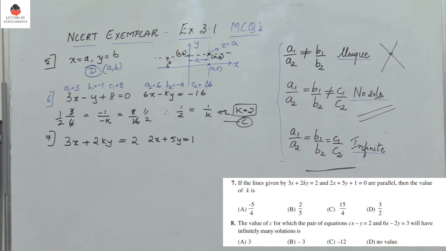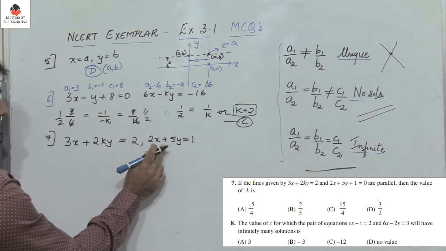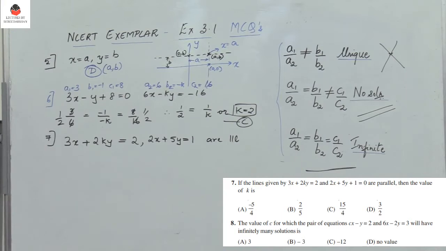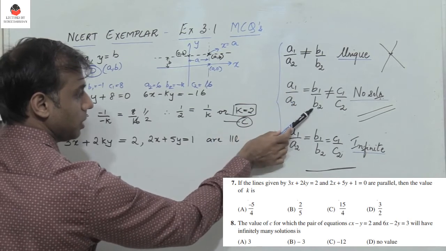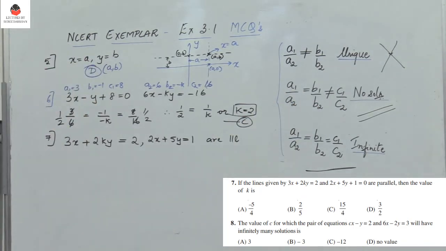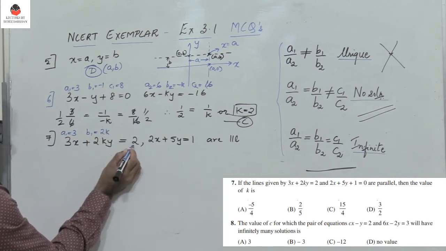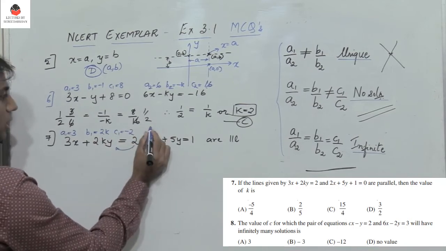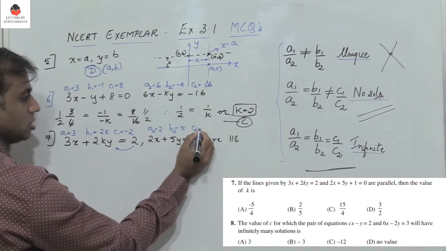Question 7. If the lines given by 3x plus 2ky equals 2 and 2x plus 3y equals 1 are parallel, meaning that there is no solution, which means that a1 by a2 equals b1 by b2 is not equal to c1 by c2. So we need to find the value of k. Now a1 is 3, b1 is 2k, and c1, if I bring 2 to LHS, c1 equals minus 2. So similarly here a2 is 2, b2 is 3, and c2, bring it to LHS, is minus 1.